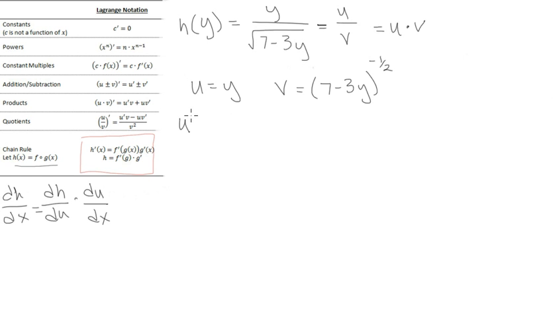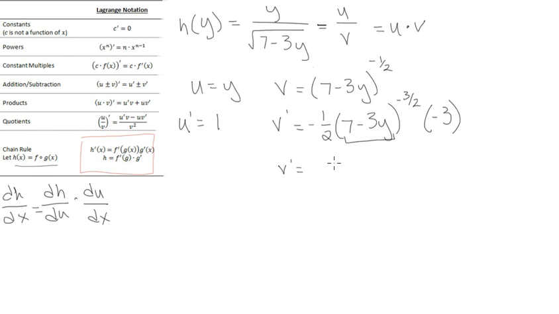Well, the derivative of u is going to be 1. The derivative of v is going to be negative 1/2 times (7 minus 3y) to the negative 3/2 times negative 3. Notice that that last step is because we need to take the derivative of that inside term. So there I'm now using the chain rule to take the derivative of v. I might simplify that out and get that the derivative of v, I cancel my negative signs, is equal to 3/2 times (7 minus 3y) to the negative 3/2.